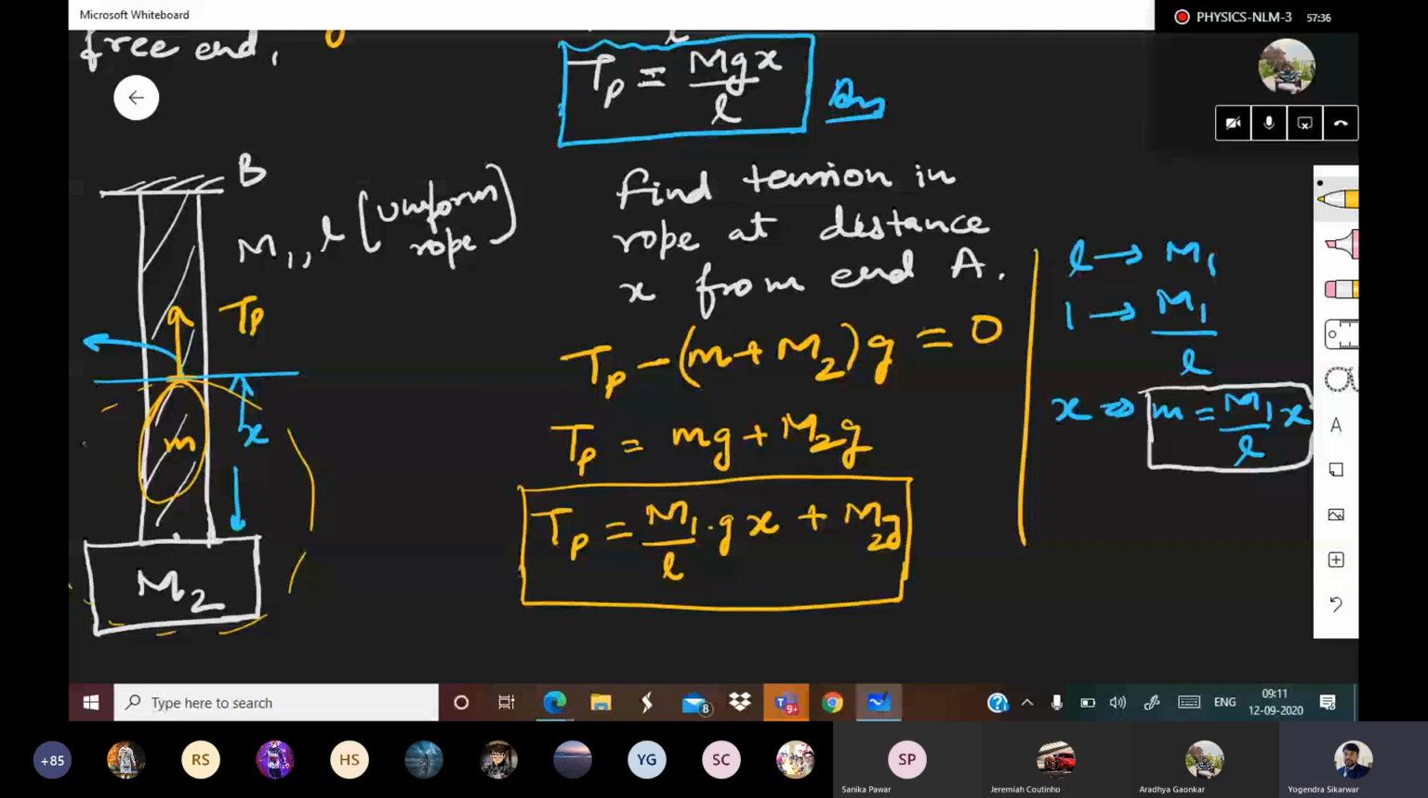In L length, mass is m1. Okay. So in unit length, mass will be m1 by L. So in x length, mass will be small m, and that is equal to mass per unit length, which is m1 by L into length of the string or rope, that is x. Yes, sir. Okay. Understood. Yes, sir. Okay.